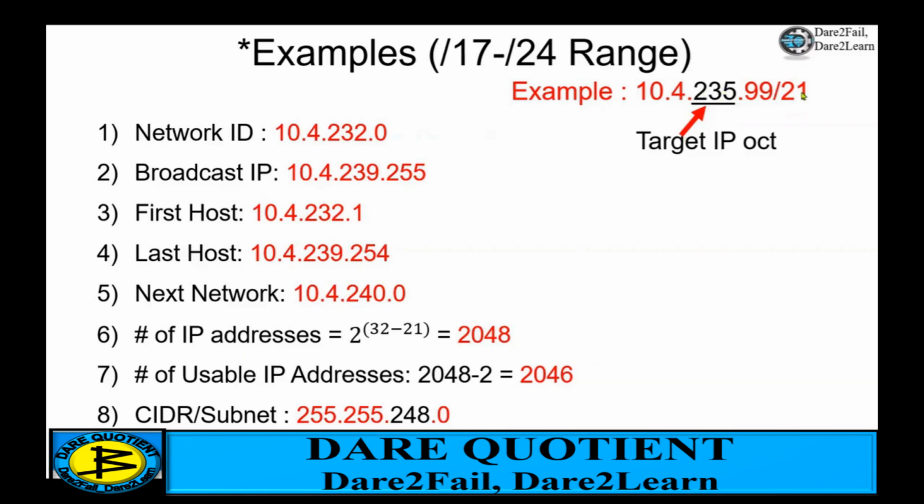For your number of IP addresses, you have a /21, so you can do 32 minus 21, which is 2 raised to the power of 11, and that gives you this. The number of usable IP addresses is this minus 2, which gives you this. Now from a /21, your subnet mask is 248 in the third octet, so 255.255.248, and the fourth octet is 0, so you have a .0.